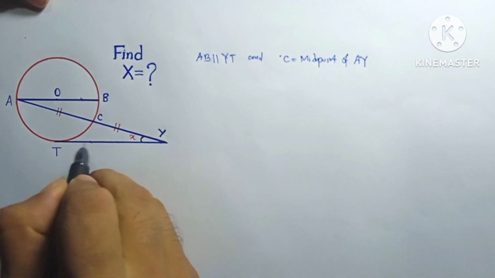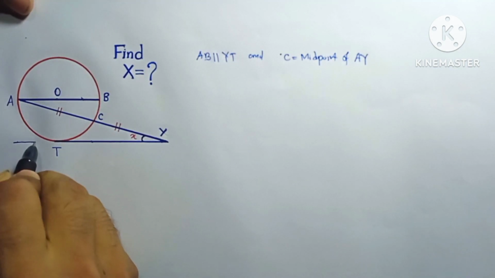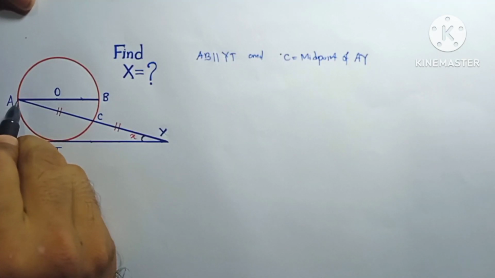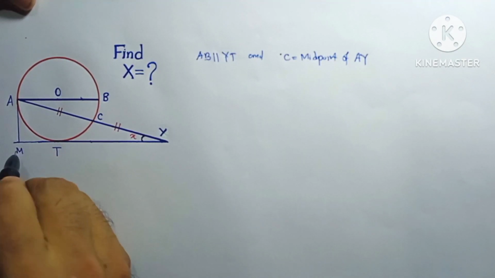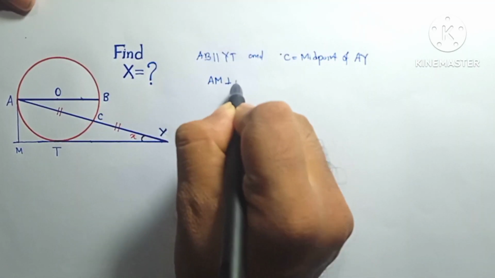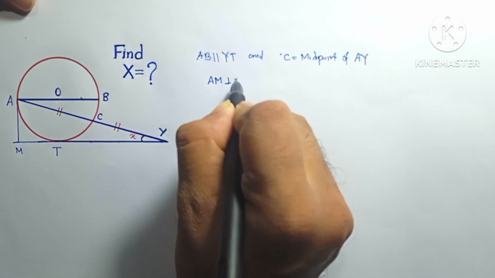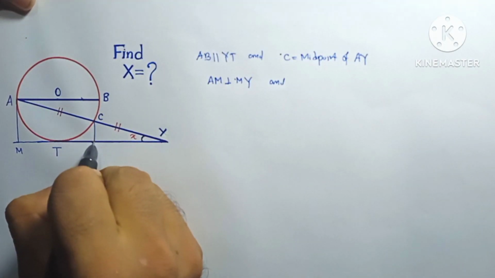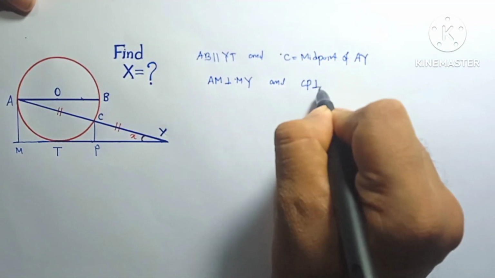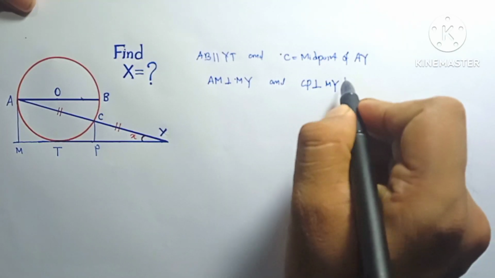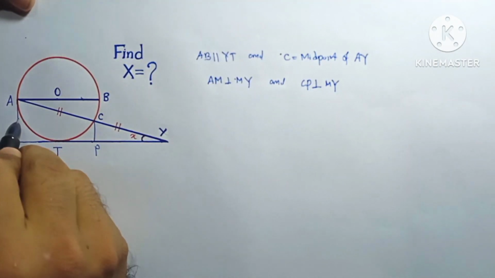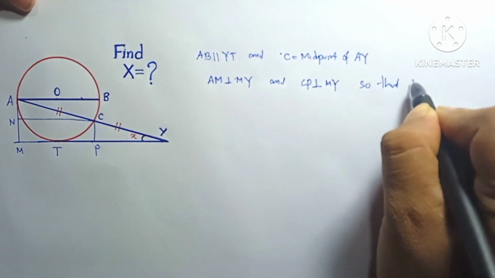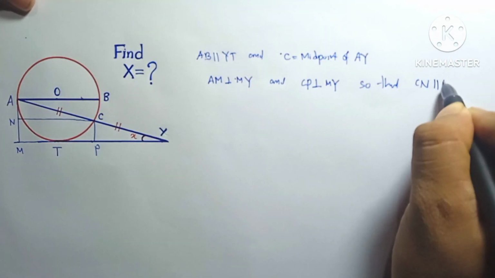Let's extend this YT line. Now this is the extended YT, and draw AM perpendicular to MY, and CP is perpendicular to MY, and also draw CN so that CN is parallel to MY.